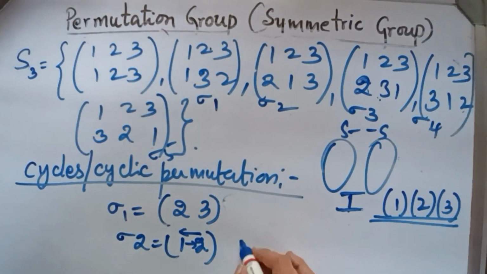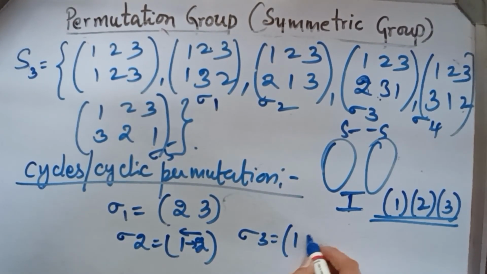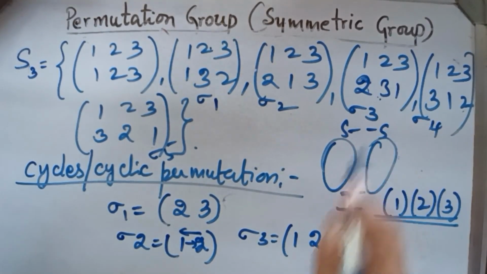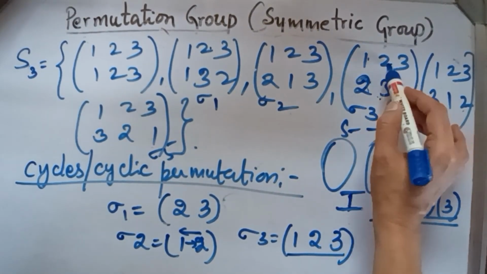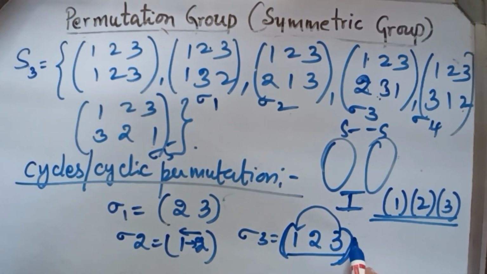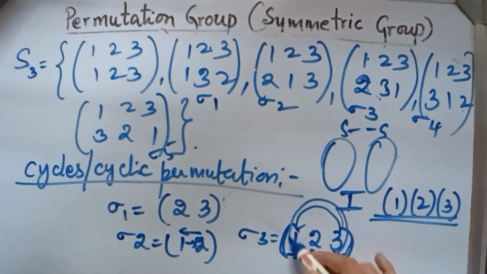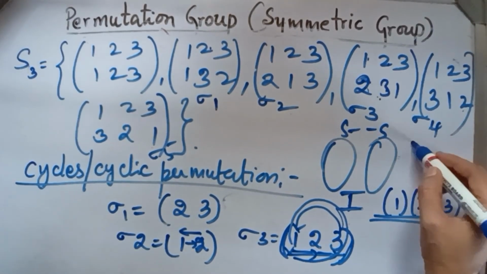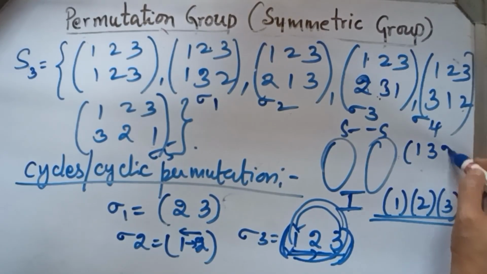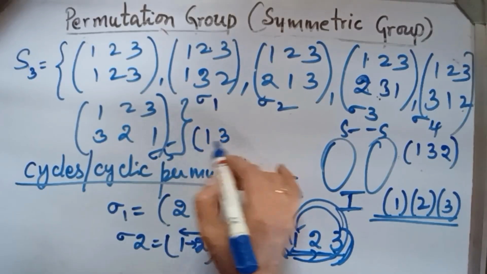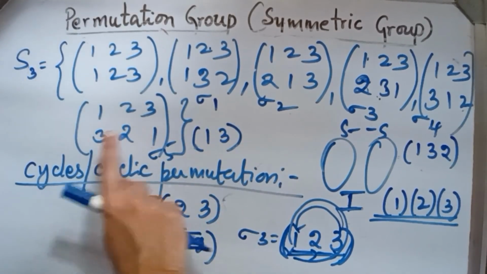Then here it is sigma 3 equal to 1 goes to 2, 2 goes to 3. Here you have to write it completely, because it is a 3-cycle: 1 goes to 2, 2 goes to 3, then 3 goes to 1, back to 1. That's why the name cycle. 1 to 2, 2 to 3, 3 to 1. It is like a cycle. That is the meaning of cyclic representation or cyclic notation. And here it is 1 goes to 3, 3 goes to 2, 2 goes to 1, close this. And here it is 1 goes to 3, 3 goes to 1. So it is just (1, 3), 2 is fixed.